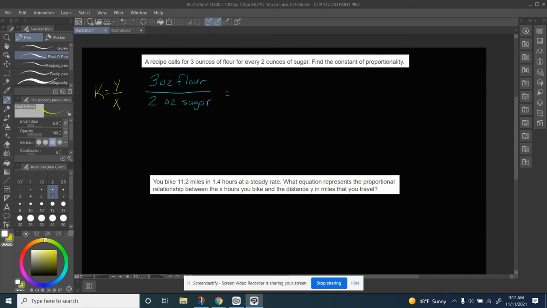So I'm going to say that my 3 ounces of flour over 2 ounces of sugar is just going to be 3 divided by 2. Now 3 divided by 2 is 1.5. So that means we have 1.5 ounces of flour for every 1 ounce of sugar. So the k value here, we could say that k equals 1.5. And that's all we needed to do here, just find that constant of proportionality, right?